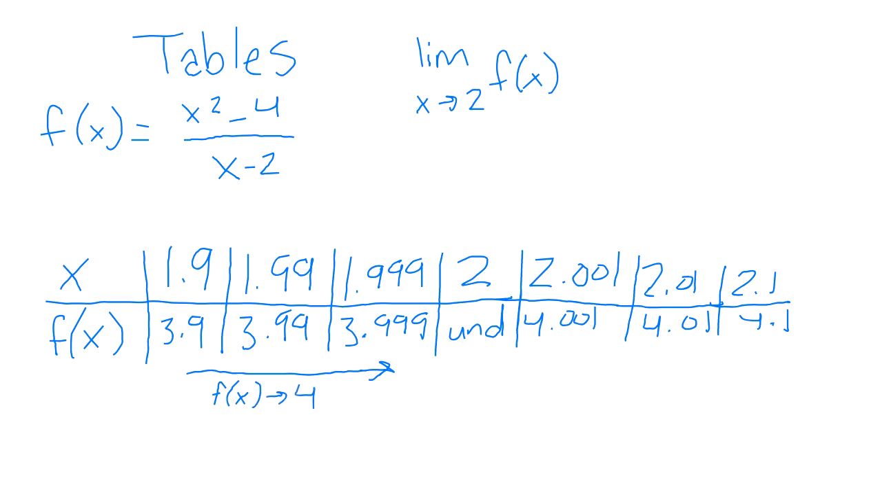And the same thing happens when we go from the other side. As we get closer and closer and closer to 2, our f of x once again approaches 4. So therefore, we can look at this table and pretty easily tell that our limit of x squared minus 4 over x plus 2 as x approaches 2 is, in fact, going to equal 4.